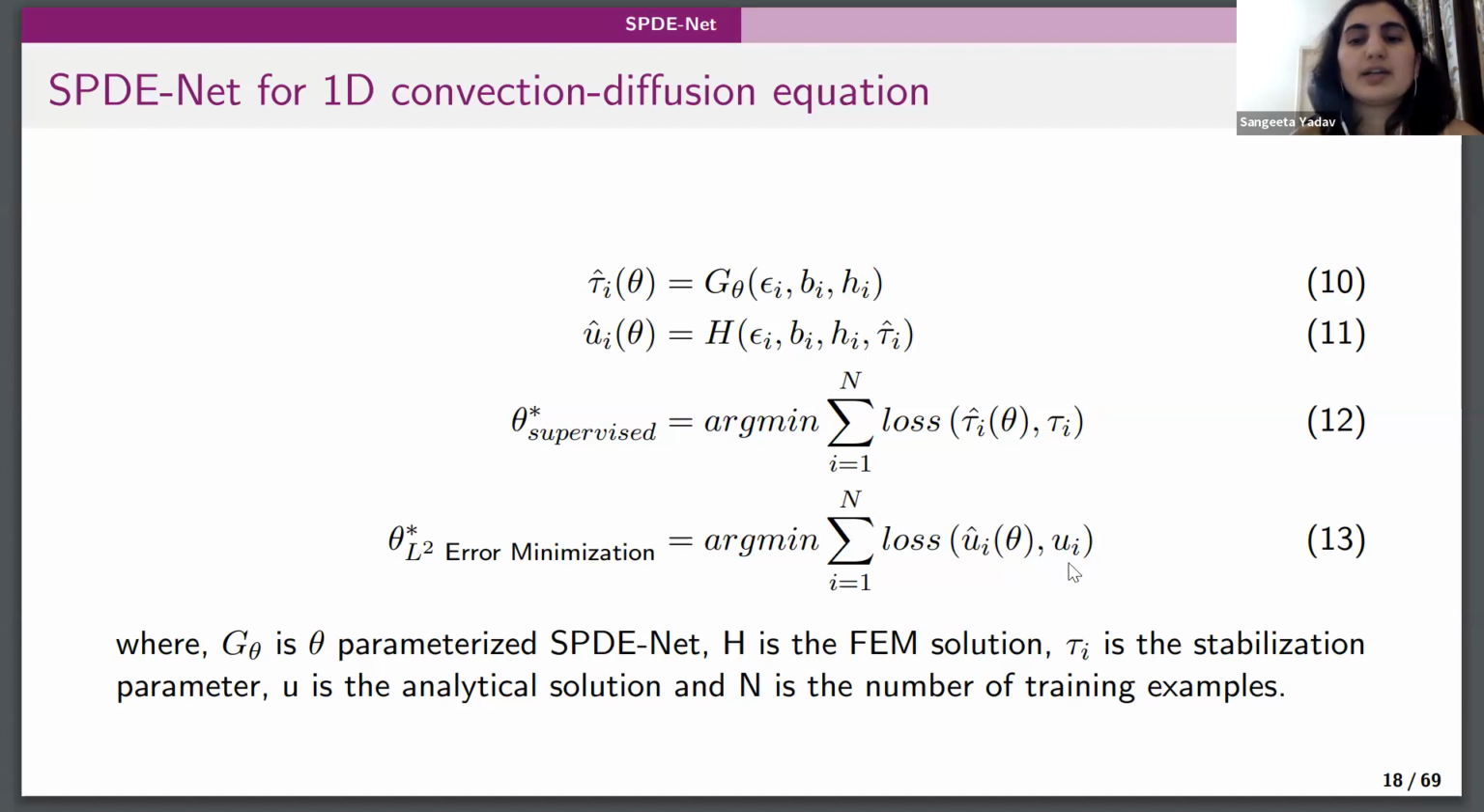UI hat and UI. Here UI is the analytical solution of the problem. So the second question in your mind will be like, if we know the analytical solution for the problem, then why are we doing the entire exercise? The thing is, both these techniques were developed as a proof of concept for one-dimensional equations. And we had a plan that if at all we get a success here, then only we will extend it to 2D. And in 2D, we will not use either a formula for stabilization parameter or any analytical solution for the equation.